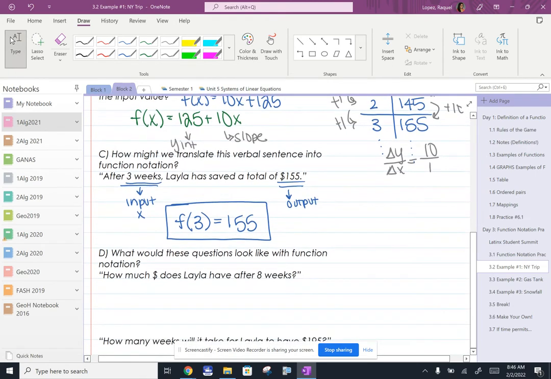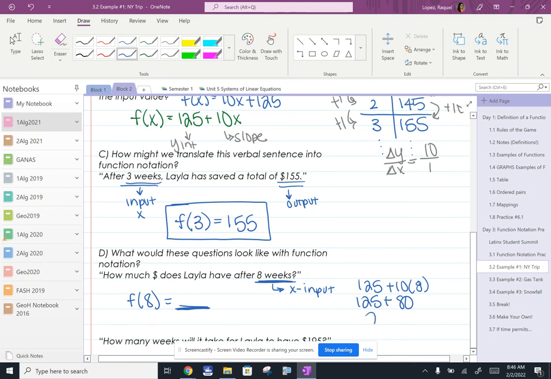And then part D, what would these equations look like with function notation? How much money does Layla have after 8 weeks? One way that we can set this up is, well, we know that we're working with 8 weeks. So this is our x, this is our input. So 8 is going to go into our function rule, and we're trying to figure out how much money that's going to be. So we can plug that into our rule of 125 plus 10 times 8. 125 plus 10 times 8 is going to give us 80. So we're working with 205. So after 8 weeks, she's going to have $205.